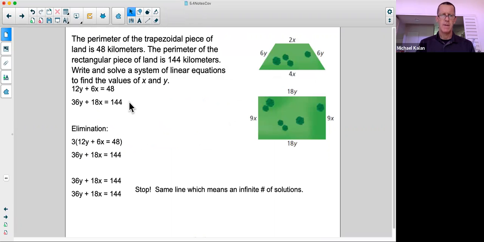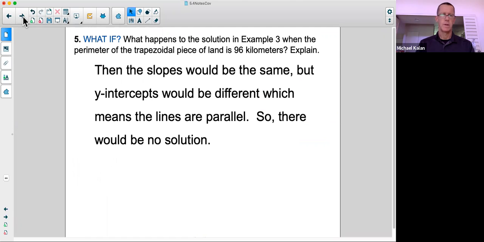So how do we know that? Notice that they would have different, right? If this was 96, you would still end up having the 36y plus 18x when you multiply it by 3 to get a match. But then this number would not be 144. It would have been 96 times 3, which is 288. And so we would have had a different y-intercept, which means they would have been parallel, which means there would be no solution.